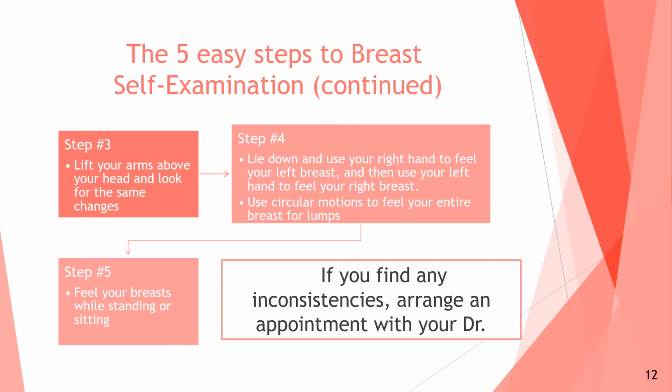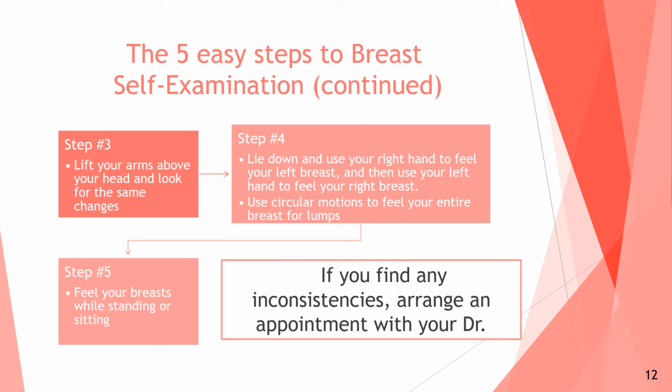Use a circular motion to examine the entire breast. It is easier to begin at the nipple and work your way outwards. You want to feel all the breast tissue, so use light pressure to feel the tissue closest to the skin. Then you need to increase the pressure all the way until you feel your rib cage.